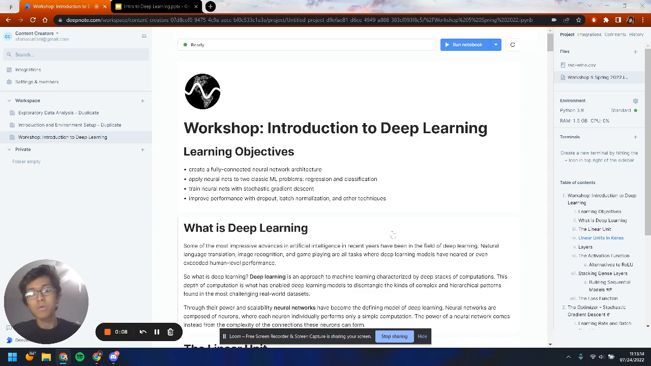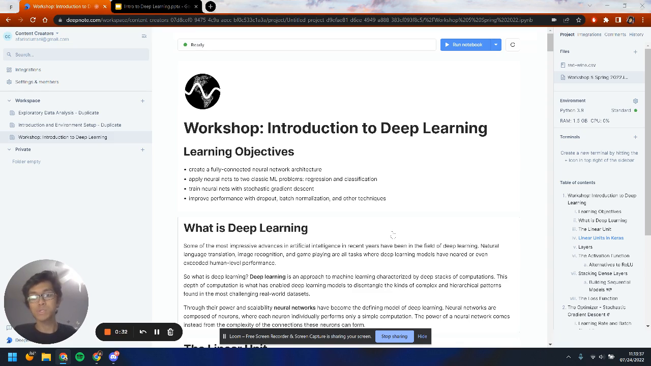So in this workshop, we'll be learning how to create a basic fully connected neural network architecture to solve the basic ML problems of regression and classification, along with an introduction into how the deep learning protocol improves itself using things like dropout, batch normalization, and other techniques.